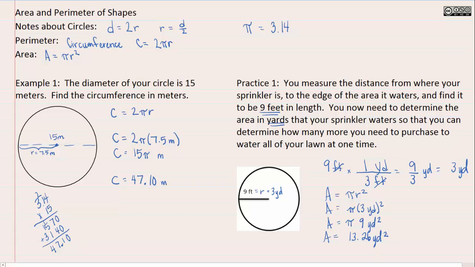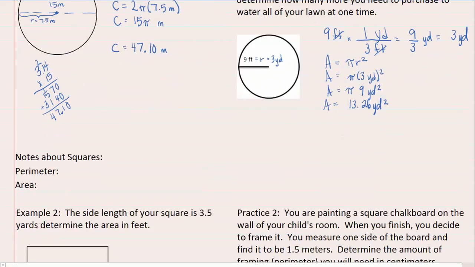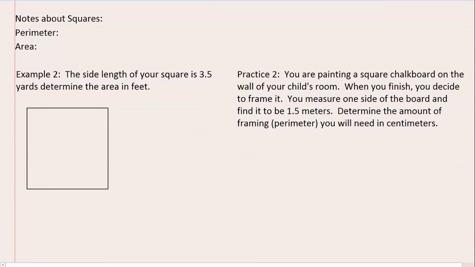Now, let's look at some information about squares. Squares have a perimeter and area as well. To find the perimeter of a square, you still add all the sides up as if you were putting a fence all the way around the square.